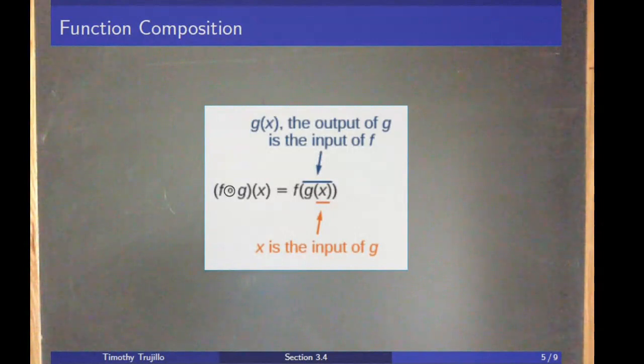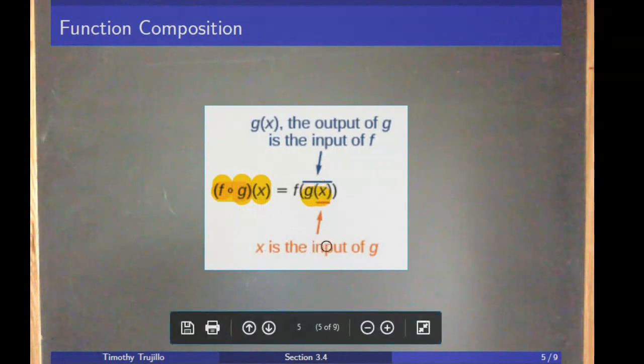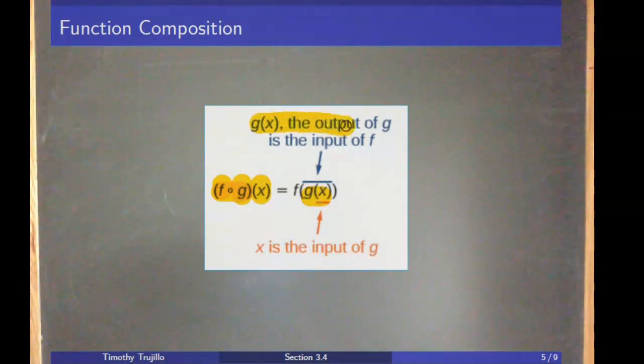So you use a small circle to indicate the composition of two functions. Here's the function f, the function g, and we read this as the composition of f and g. We want to know, what's the output when we plug in x? Well, you plug x into g, so x is the input of g. Then you take the output, denoted by g of x, and plug that into the input of f. That's what this whole expression is, f of g of x.